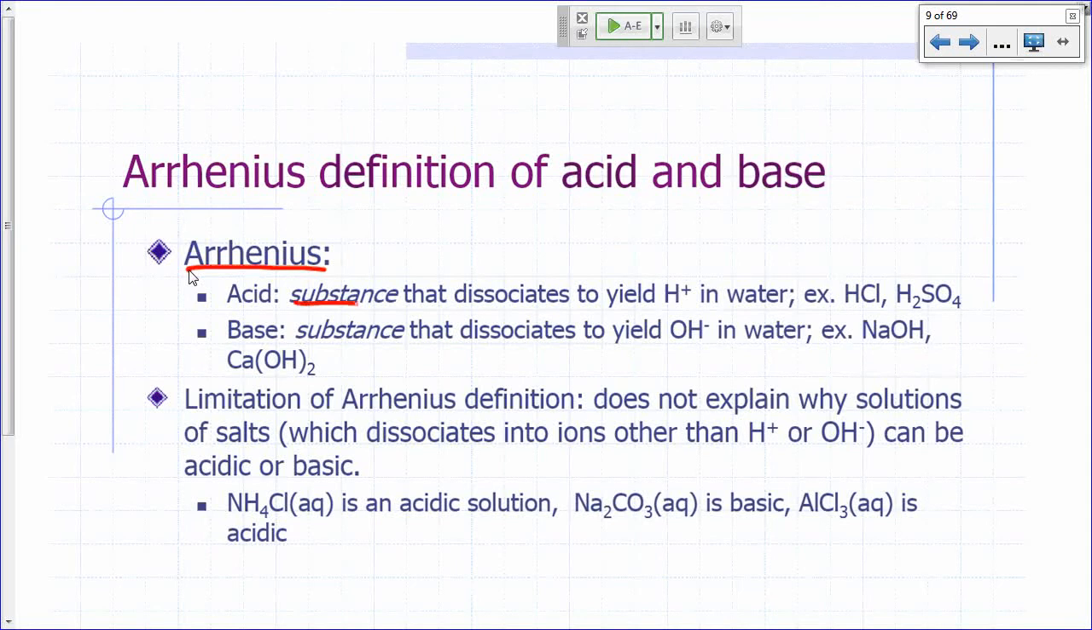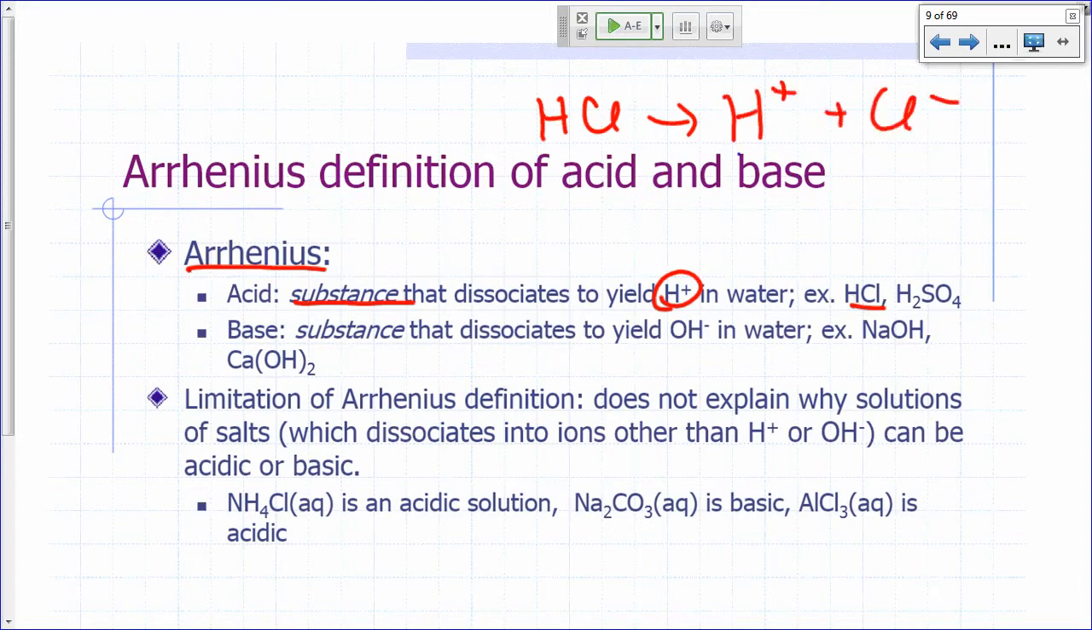Arrhenius defined an acid as a substance that, if you put it in water, dissociates to yield H+. So for example, HCl is an acid because if you put it in water, it breaks up into H+ ions and chloride ions. So what's the effect of putting HCl in water? It causes your H+ concentration to go up.